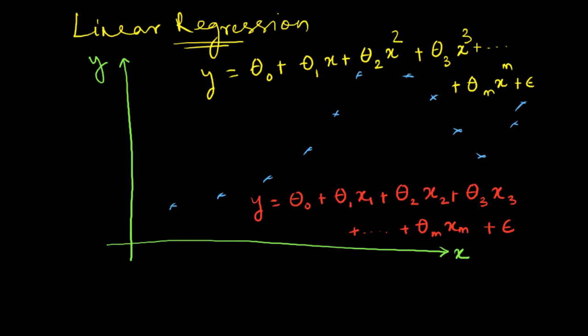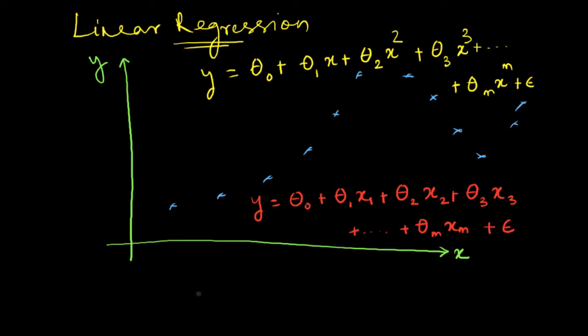Now each of these input values x1, x2, x3 and so on up to xm could be functions of each other like they are in this case, or they could be independent input values. So the beauty is that this method works irrespective of the fact that x1, x2, x3 and so on are independent of each other, or they depend on each other through these functional forms.